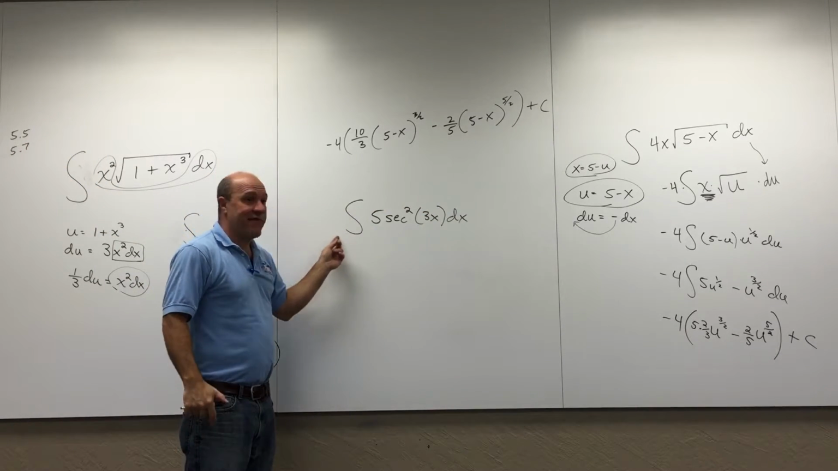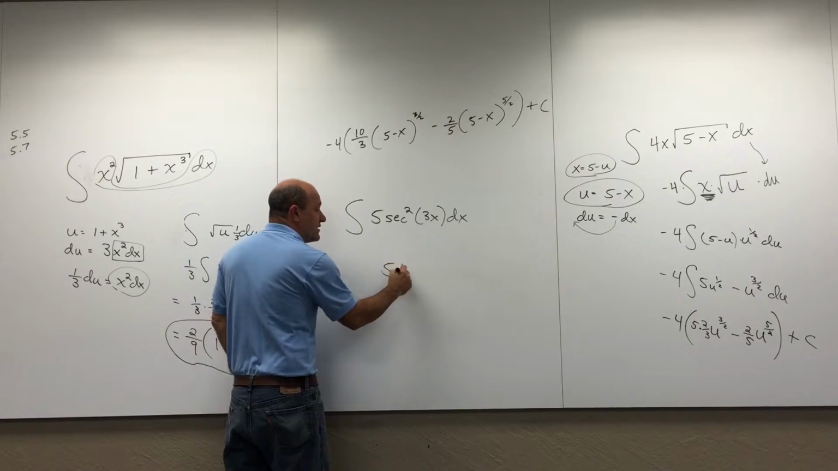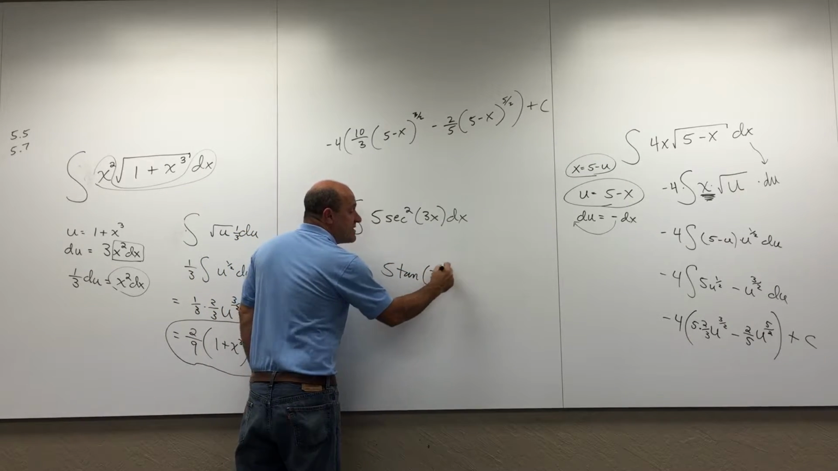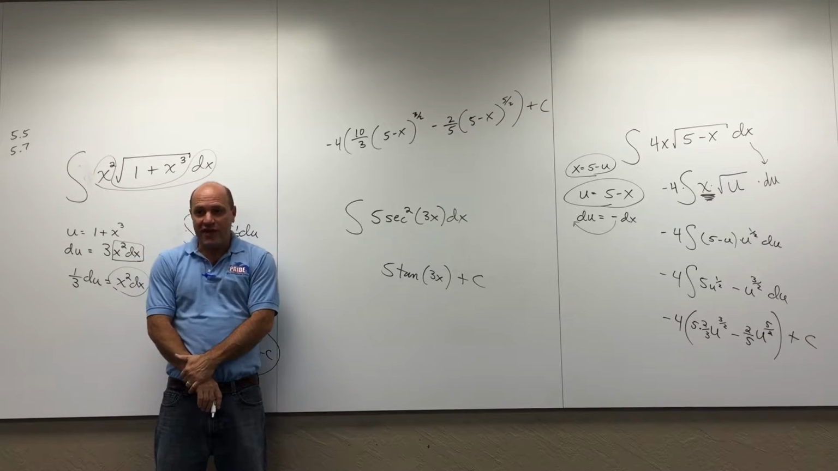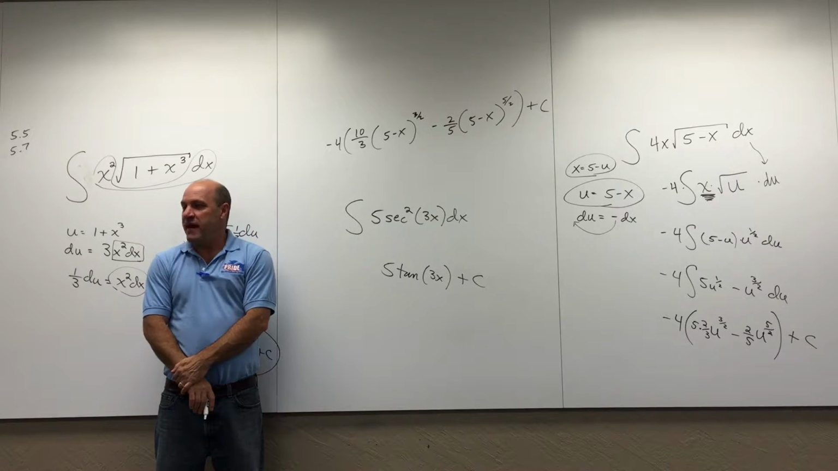I guess I can pull the 5 out. Maybe I could just say it's the tangent of 3x. Maybe I could just say that. The truth is, you can't just say that. I just made an error. It's a kind of a bad error.